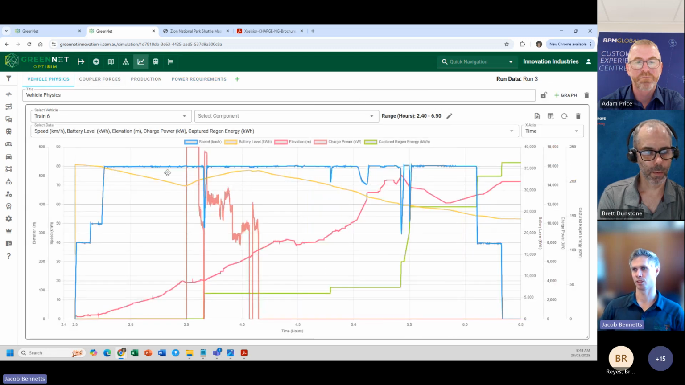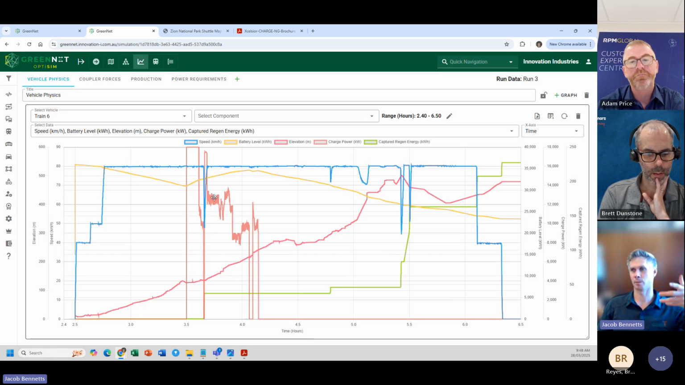Again, we could look at the physics of this particular train I've chosen. This yellow line is the battery. This here is a section of moving charge where it's going full recharge into the battery. My charge might be hard for people to see on the screen, but my charge rate drops as the power to move the train increases as I go up a steeper elevation. That's my elevation chart there. And so I can't charge the battery with as much power because I'm using that for tractive effort.